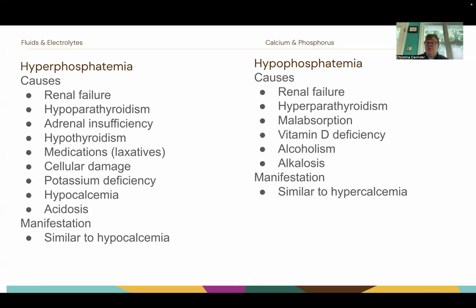And hypophosphatemia: renal failure, hyperparathyroidism, malabsorption, vitamin D deficiency, alcoholism, and alkalosis. So again, hypophosphatemia looks like hypercalcemia because you probably have both.